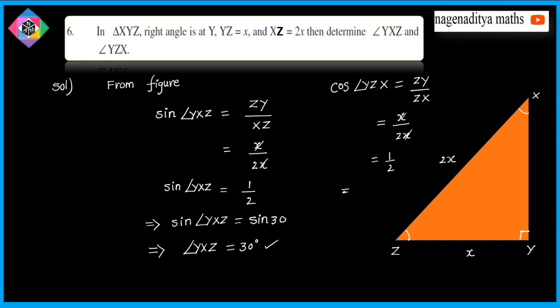So when cos theta takes 1/2, that is cos 60, since the value of cos 60 is equal to 1/2. Therefore cos of angle YZX is equal to cos 60 degrees. By the theorem, if cos A is equal to cos P, then A is equal to P. That implies angle YZX is equal to 60 degrees. So this is how we can find the values of angle YXZ and angle YZX.